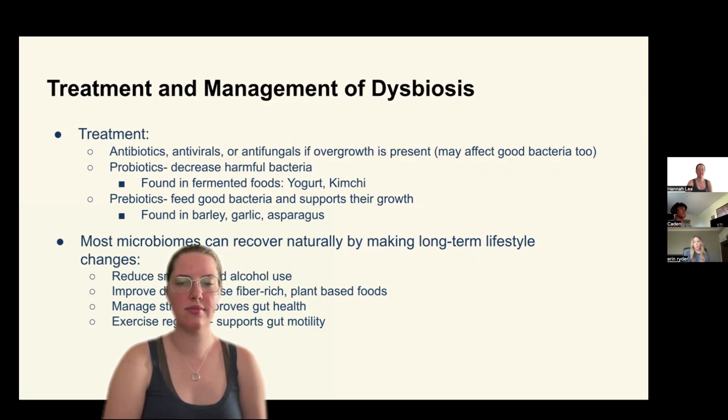Improving the diet by increasing fiber-rich, plant-based foods provides important nutrients and energy for good bacteria. These fibers promote the growth of beneficial microbes and help produce compounds that support gut barrier function and reduce inflammation. Managing stress is essential because chronic stress negatively impacts gut function and microbiota balance. Stress hormones can alter digestion and increase gut permeability.